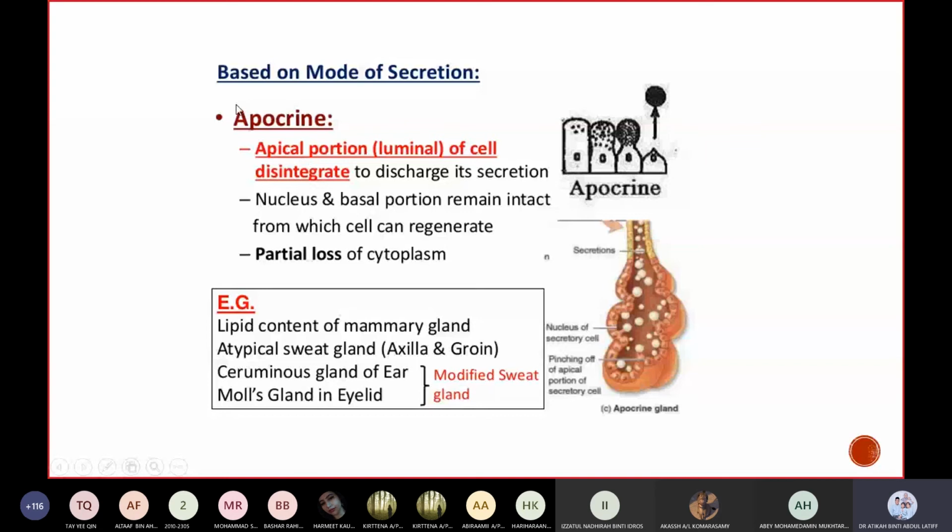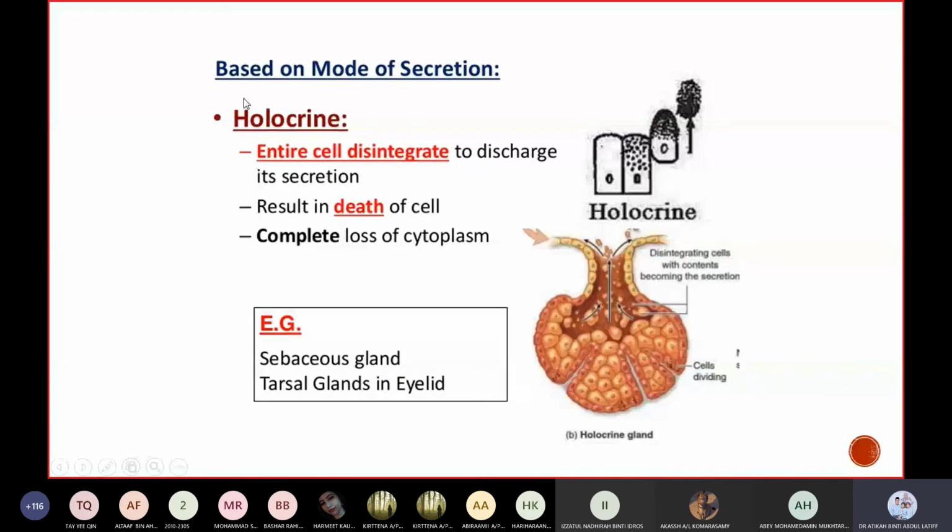Okay, and for apocrine, the apical portion of the cell disintegrates, meaning this apical part disintegrates together with the secretion. So there is some partial loss of the cytoplasm. Okay, and in holocrine, the entire cell, meaning the whole epithelial cell, disintegrates or discharges together with the secretion. And this will result in cell death, meaning this cell dies off completely. So complete loss of cytoplasm.